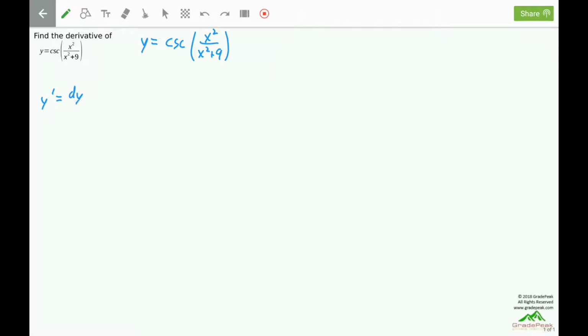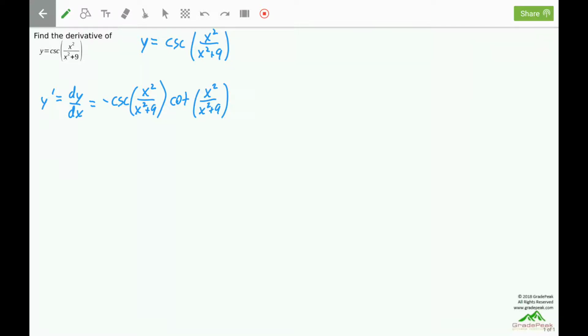So the derivative, y prime or dy dx, we'll start with that derivative of the cosecant. The derivative of cosecant is negative cosecant cotangent. Now you leave the inside alone for each of those, and each of those will have the same inside. And then you multiply by the derivative of the inside to complete the chain rule.